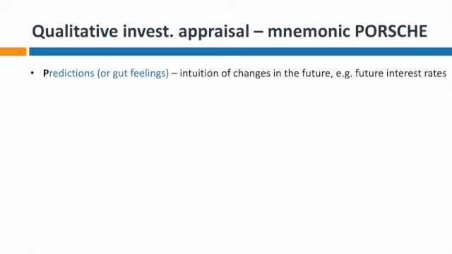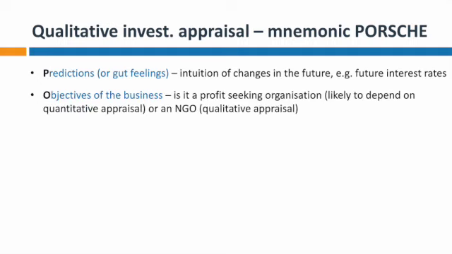So the first letter P actually stands for predictions or gut feelings. It can be anything about the future, the intuition of changes in the future. How do we think that the interest rates are going to change? Whether we think that there'll be a recession or won't. So we can comment on that and definitely include that in our essays. Second one, which we already mentioned, is the objectives of the business.